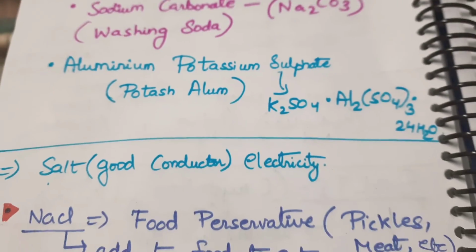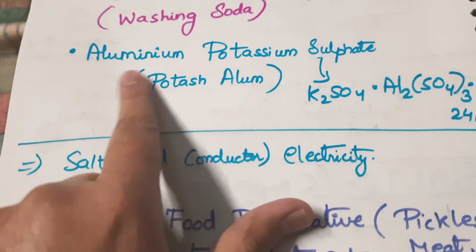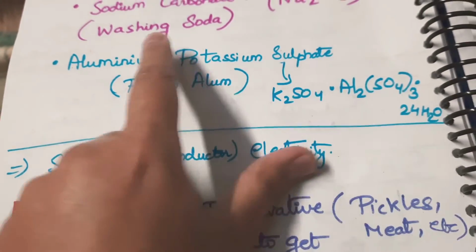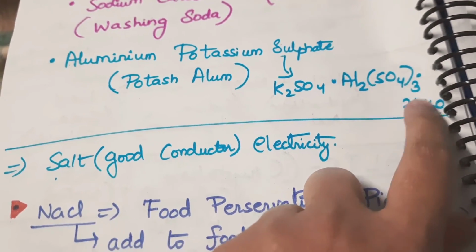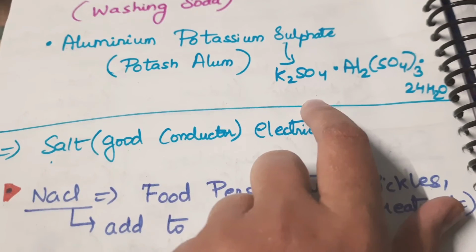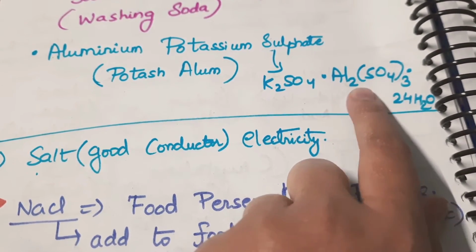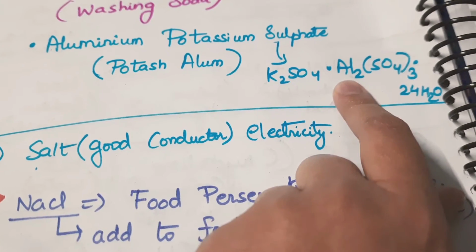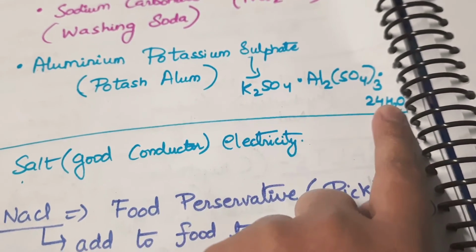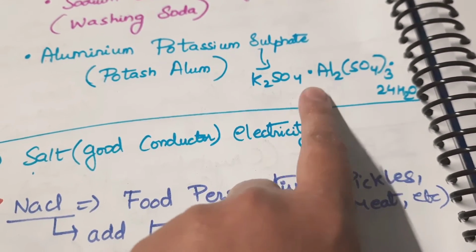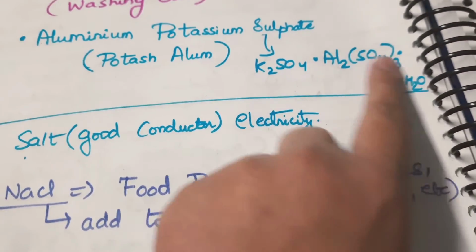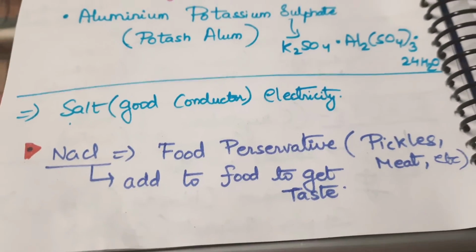Now the next one is potash alum or aluminum potassium sulfate. This is a longer one but you can learn it quickly. K2SO4 is potassium sulfate. Then aluminum sulfate is Al2(SO4)3, with 24 H2O, that is 24 molecules of water. So this is K2SO4.Al2(SO4)3.24H2O. This is potash alum or aluminum potassium sulfate.